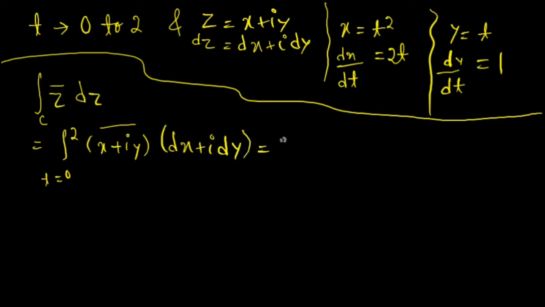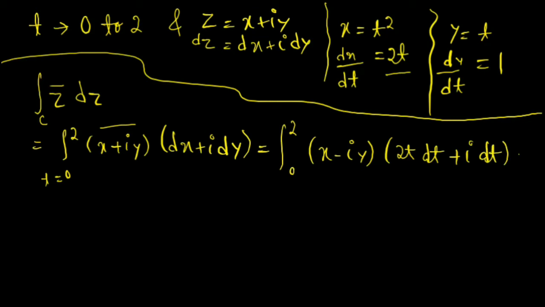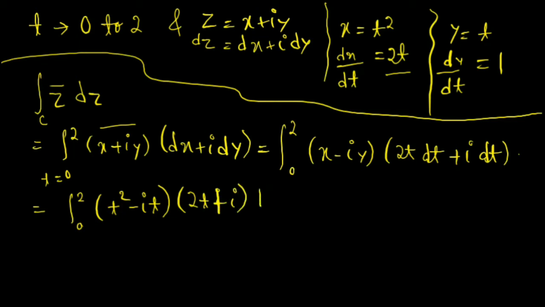Now this is equal to the integration from 0 to 2, and this is (x - iy), and dx is 2t dt. So it's 2t dt plus dy is dt, so i dt. Now this is equal to the integration from 0 to 2 of (t squared - it) times (2t + i) dt.